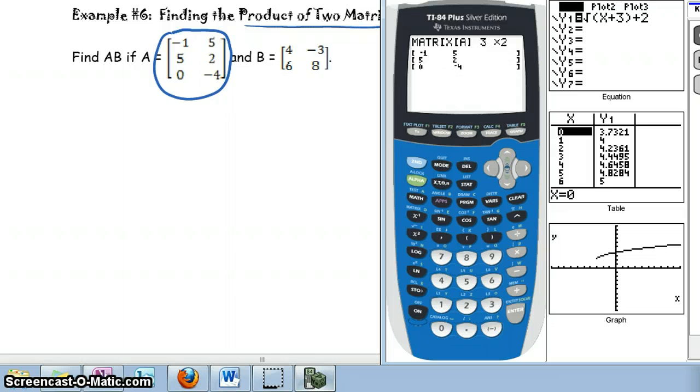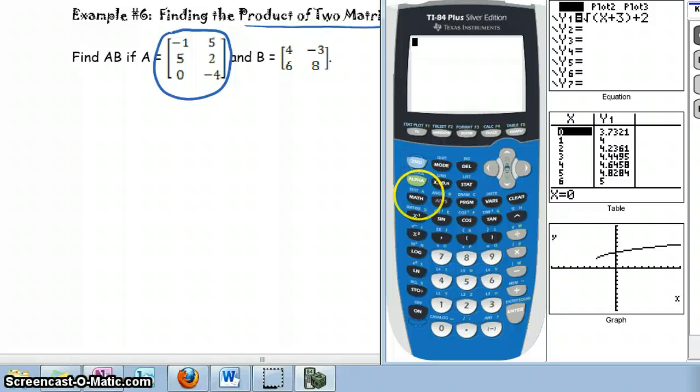The dimensions on that is a 3 by 2. So we're going to type in 3, enter, 2, enter. After every number, press enter so it goes to the next spot. Then make sure that the matrix you see on the calculator is the same as the matrix that we have on our papers here. Once you have that, we're going to quit out of here.